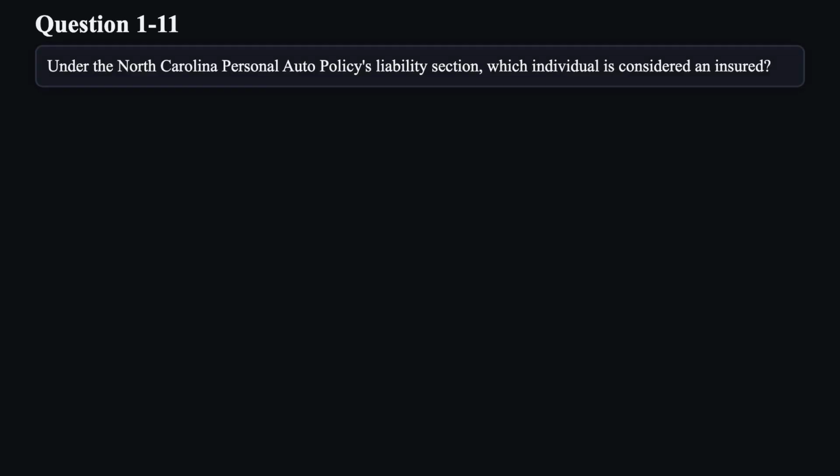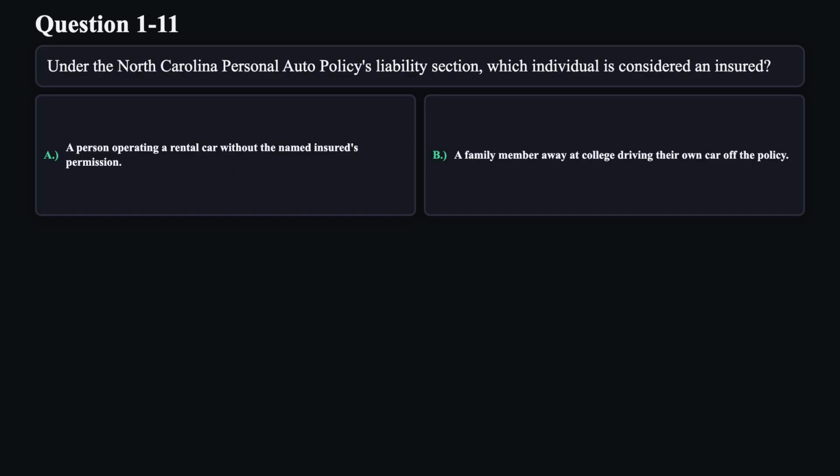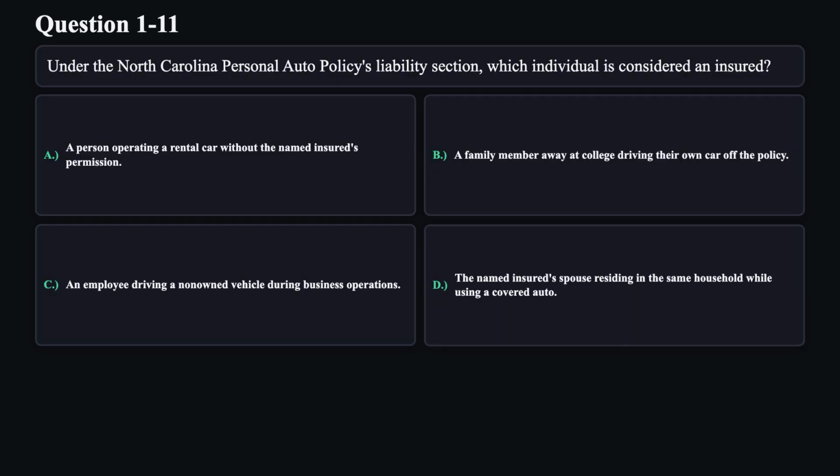Question 11. Under the North Carolina Personal Auto Policy's liability section, which individual is considered an insured? A. A person operating a rental car without the named insured's permission. B. A family member away at college driving their own car off the policy. C. An employee driving a non-owned vehicle during business operations. D. The named insured spouse residing in the same household while using a covered auto.